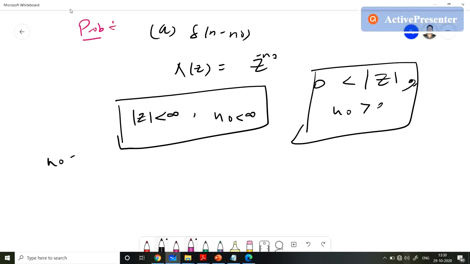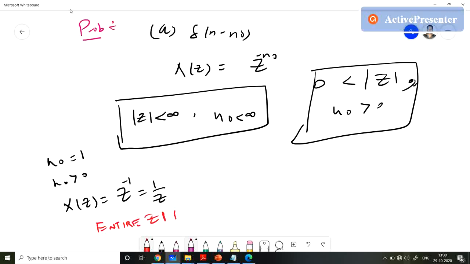So if n naught is equal to 1, that is n naught greater than 0, then X(z) is equal to z raised to the power minus 1, so it is equal to 1 by z. So the ROC is the entire z plane except z equals 0. So this is the case when we have n naught greater than 0.